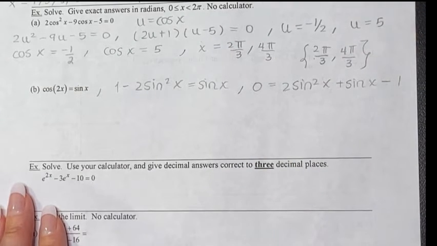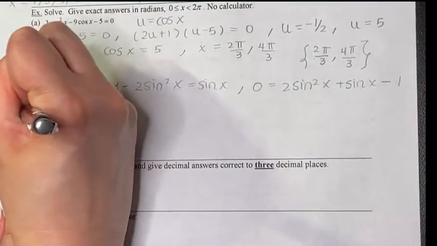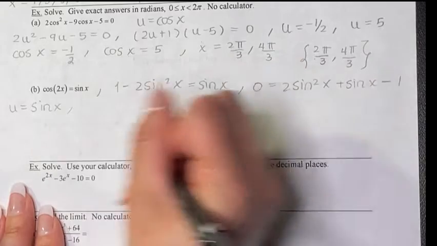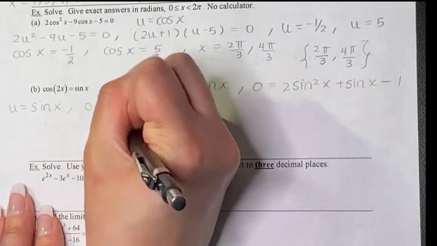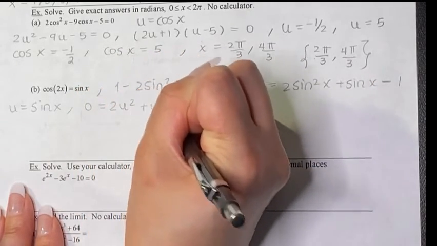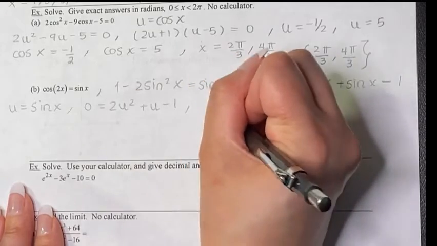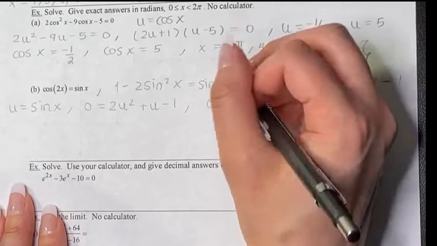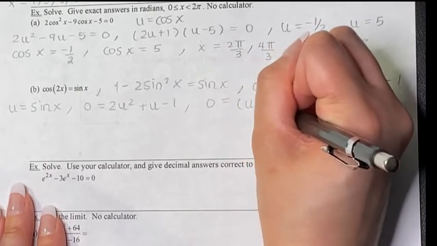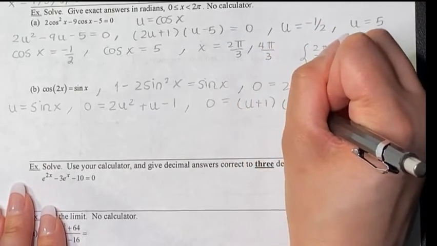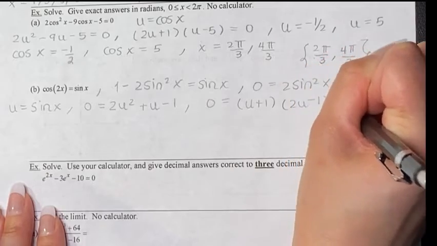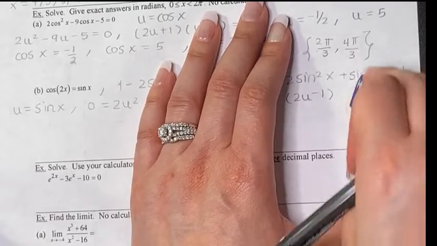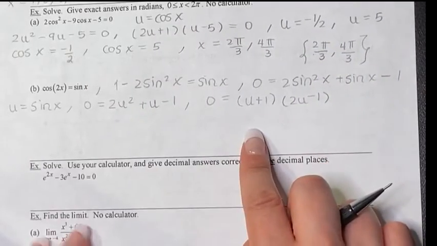If you want to do the u substitution again, you can do that. Letting sine of x be your u, you see that 0 is going to be equal to 2u squared plus u minus 1, which you can easily factor out. If you don't need to do the substitution, don't do it. I'm just doing it in case you're wondering how I'm getting that. So you have u plus 1 times 2u minus 1 is equal to 0, and I already have the 0 on the other side, so there's no need to write it here. So you have this.